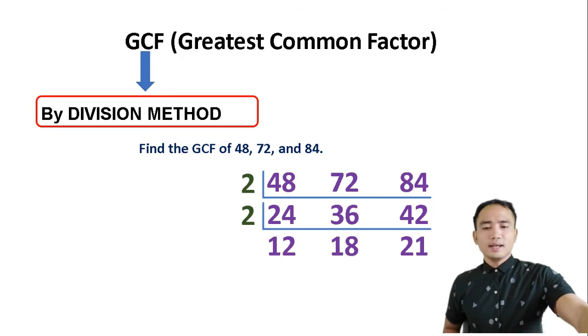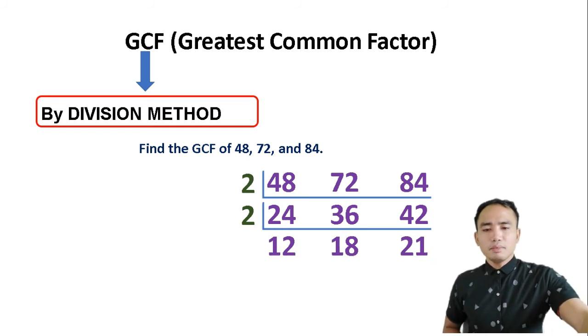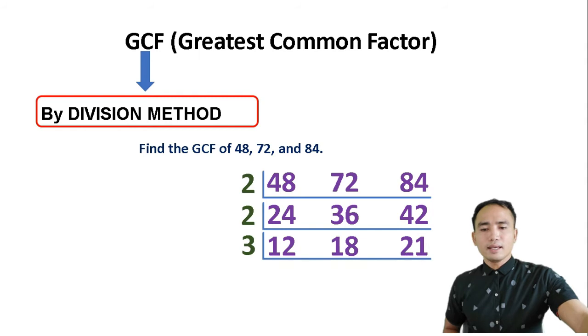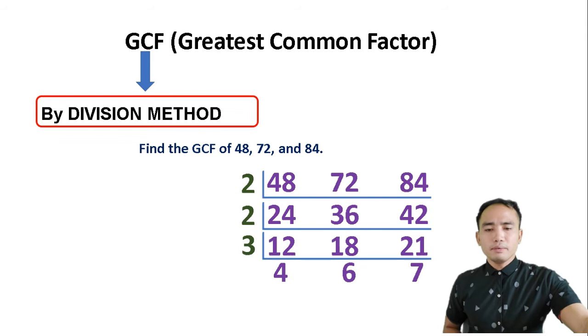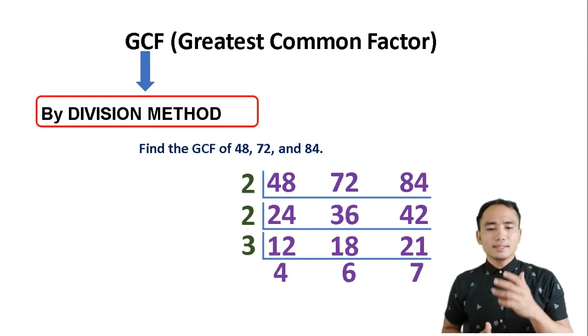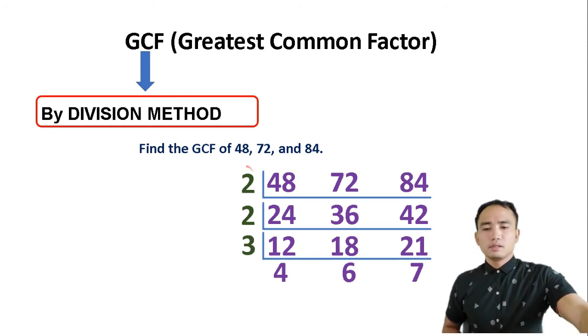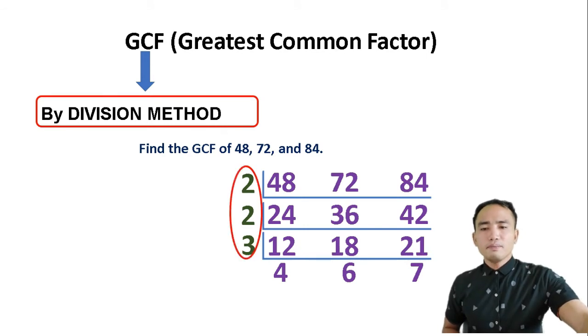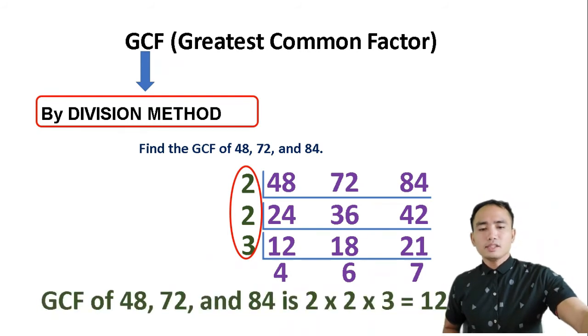Alright, so what is the prime number that can divide these three numbers? That is 3. 12 divided by 3 is 4. 18 divided by 3 will give us 6. And 21 divided by 3 is 7. And we will stop here because there is no more prime number that can divide these three numbers. Therefore, our GCF for 48, 72, and 84 will be 12.